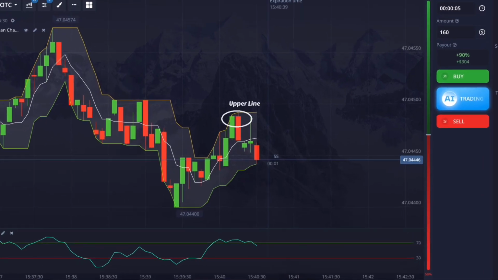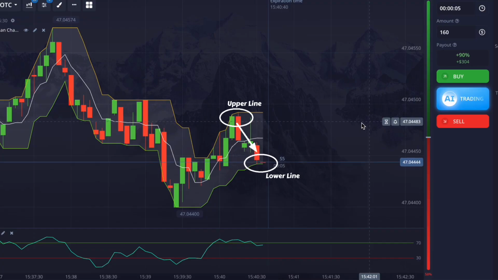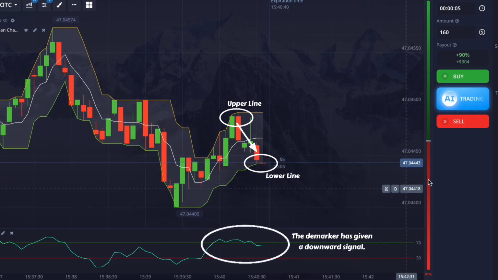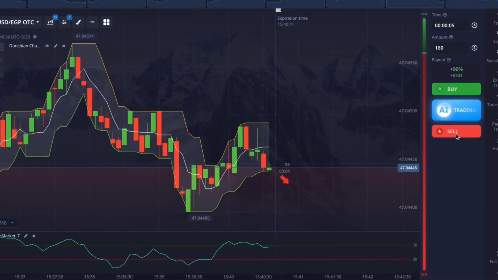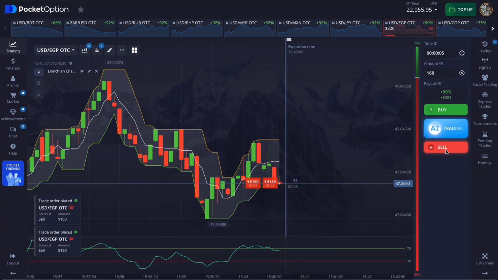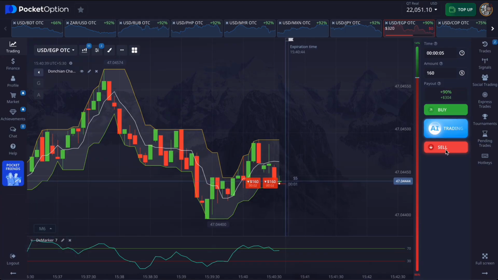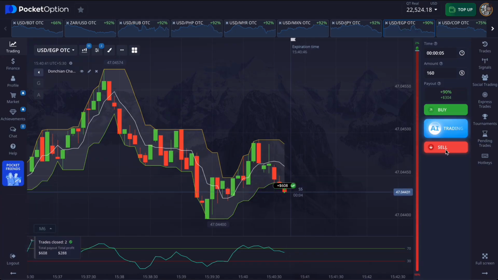So here the market has touched the upper line of the Donchian channel and has come to the lower line. But the moving average line in the DeMarker indicator has just crossed this green line in the downward direction, so we can still place an entry here. And great, we won this entry too.